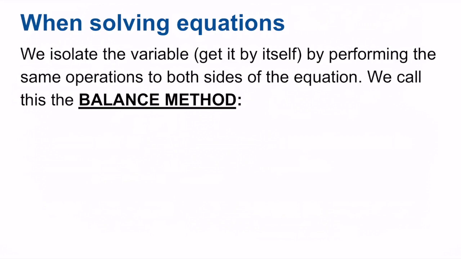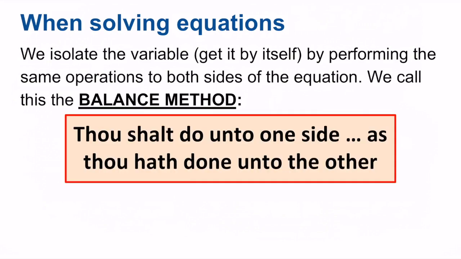So more officially, the balance method could be written as a commandment: Thou shalt do unto one side as thou hast done unto the other. This is just a way of saying if you're going to do something to one side of the equation, you have to do it to the other. You could think of it as a balance or an actual scale, where we've got the equation written out and the equal sign represents the fulcrum or the balance point.